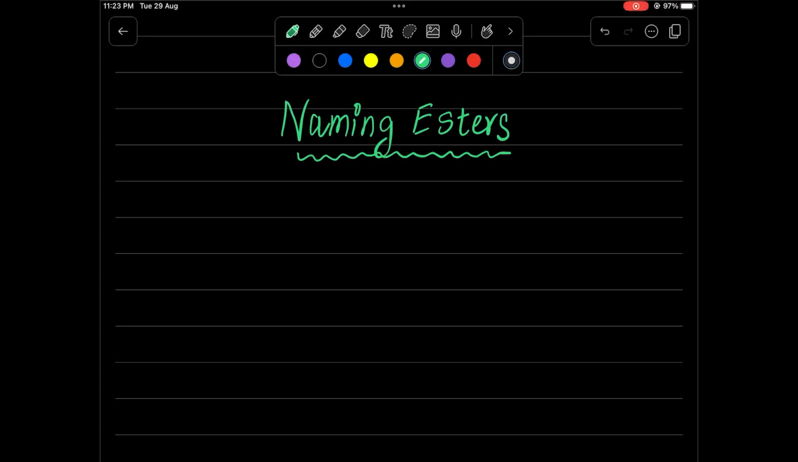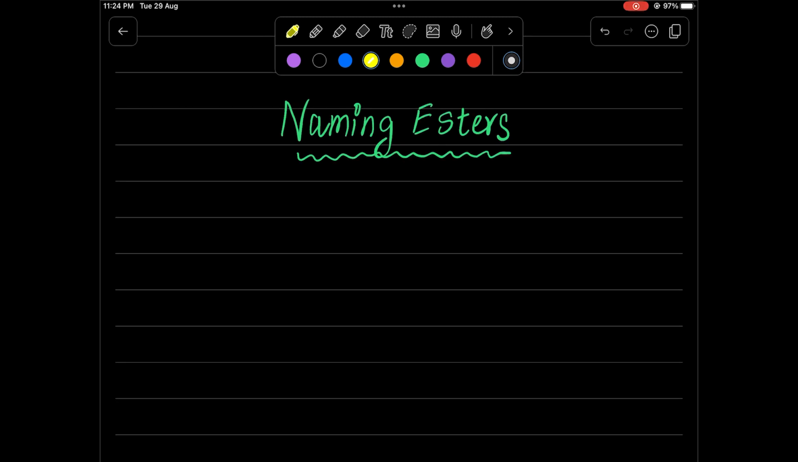Okay, so in this video, we're going to look at how to name esters. In the previous video, I discussed in detail how carboxylic acids work, how their reactions are, how they're prepared, and how they react with alcohols to make esters. We understood what the structure of esters is and how you figure out what compound is an ester and what compound is not an ester. Now, in this video, we will be focusing on naming those esters.